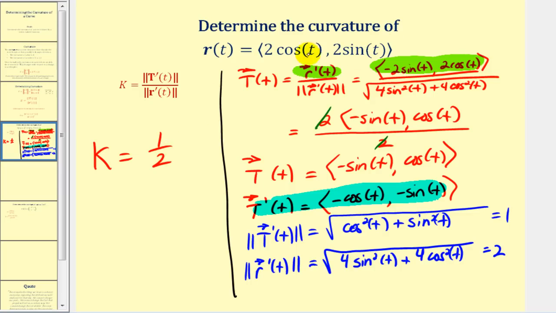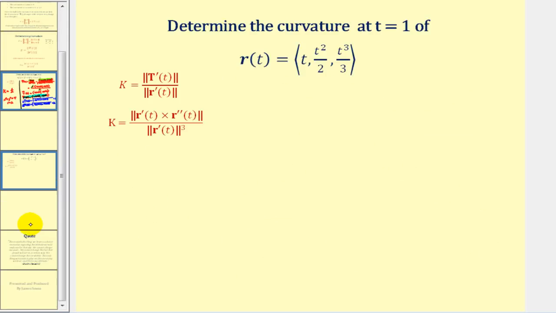And going back up to our vector valued function, where the x component is 2 cosine t and y is equal to 2 sine t, if we convert that to a rectangular equation, it's going to be x squared plus y squared equals 4. So we have a circle with a radius of 2. Remember, if the circle has a radius 2, the curvature would be the reciprocal, or 1 over 2. And this just confirms what we said before, that the curvature of a circle is the reciprocal of the radius. Let's go and take a look at another example.